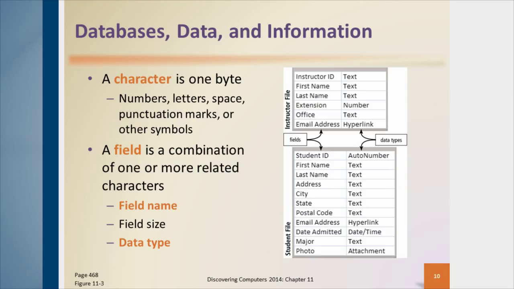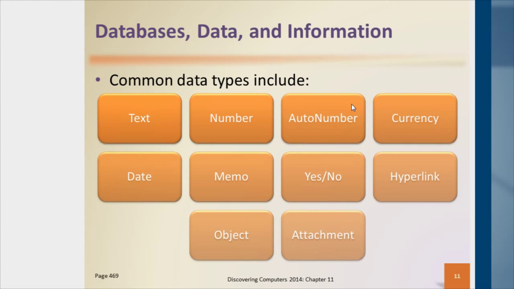For example, if we come over here to the instructor file, we're going to have a field called instructor ID, and the data type is going to be text. Same thing for first name, text, and last name, text. The extension number is going to be a number, so it's a different type of data type. We expect it to be a number in that field. Those are some examples of a field.